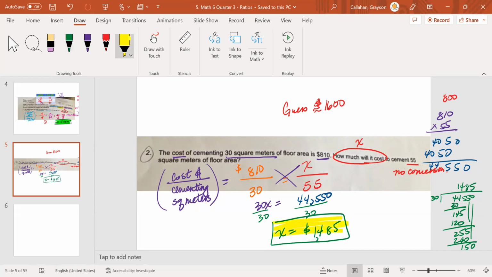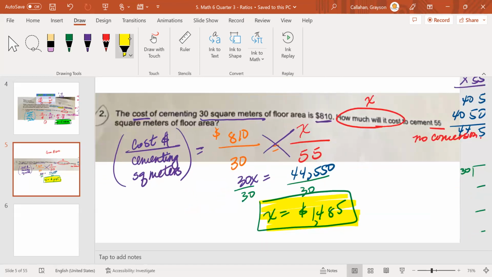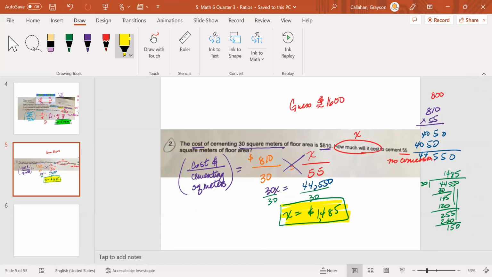What did you get? Did you get the answer yet for how much it's going to cost for 55 square meters? What was your answer? Yeah, and didn't we say that it was supposed to be an estimate of $1,600? That's pretty close, right? So that's good. All right, so let's go on to the next one. Number 3, go ahead and read it, please.